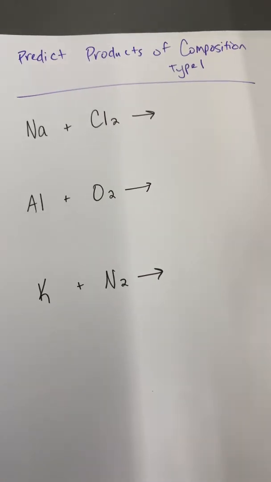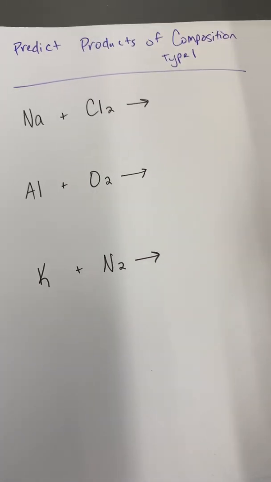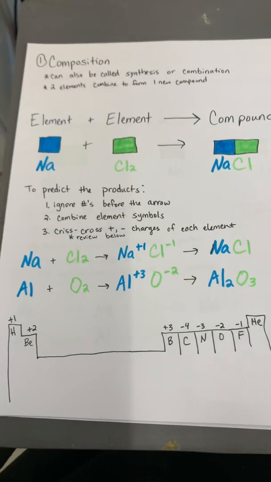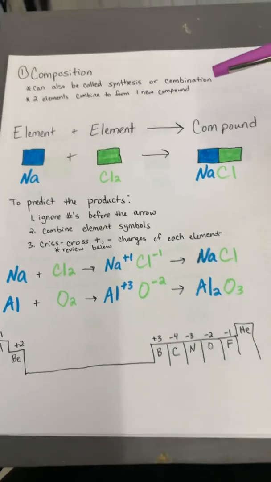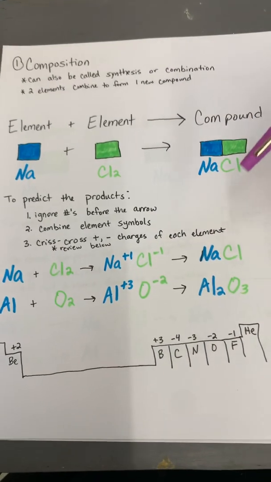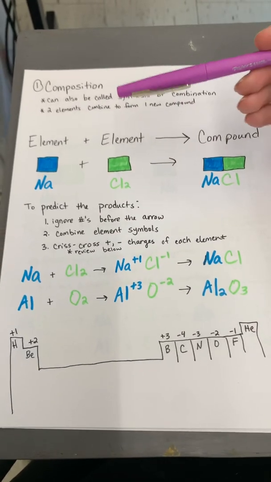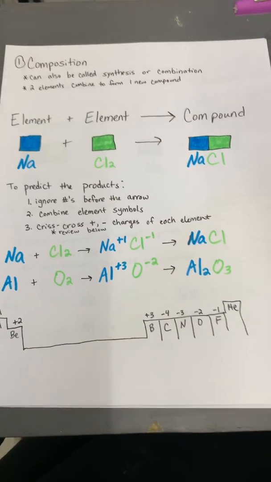This video is to help you determine the products of a composition reaction. So that's type 1 of the 5 types of reactions. A composition reaction, this is page 2 of the chemical reaction notes, and the entire page is dedicated to the type of reaction composition.